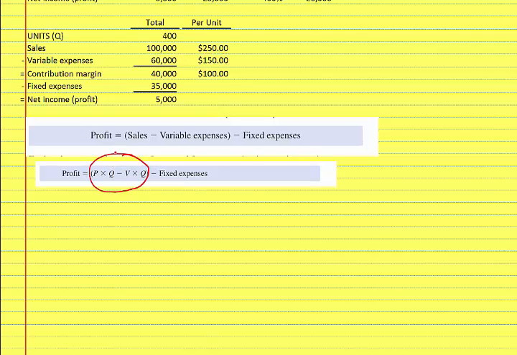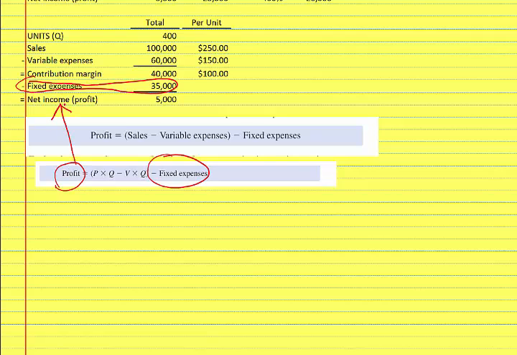So if we put that together, we get contribution margin. Price times quantity for total sales minus variable cost per unit times quantity for total variable expenses gives us contribution margin. And then the next thing we say is minus fixed expenses, just like we did in our contribution income statement, to get profit or net income. So that's the equation approach and the formula approach to that same information. Now let me show you a shortcut method for arriving at profit.